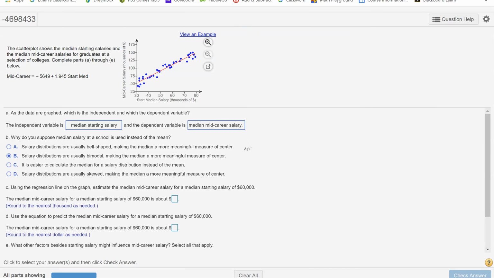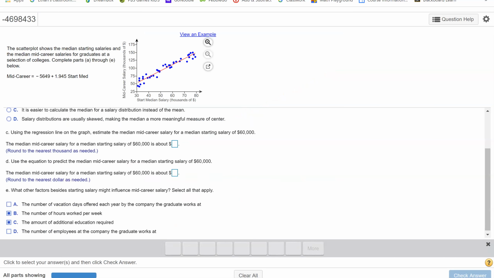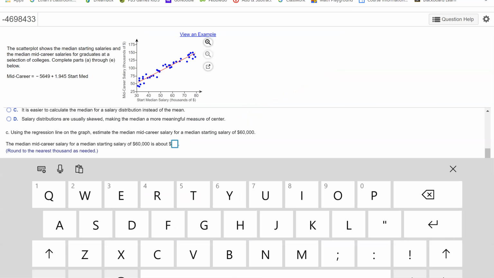I'm going to click this and see if it's any easier to read. Okay, so 60,000 hits that red line. I come over. Oh, it's still not great to read. But it's more than 100,000, pretty close to 100,000, less than 125. I'm going to say 112,000. Hopefully my MyMathLab will count that right. Let me just type that in and see what it says.